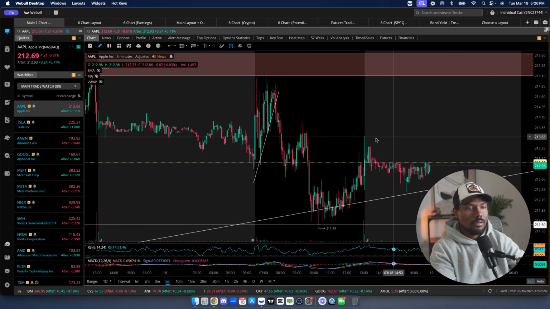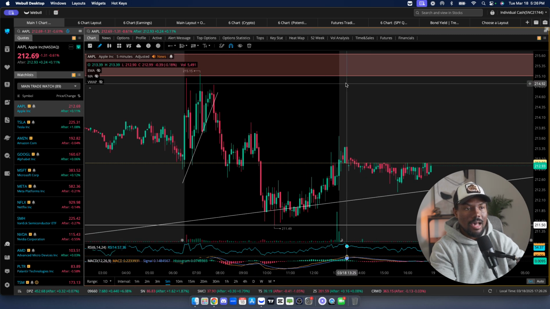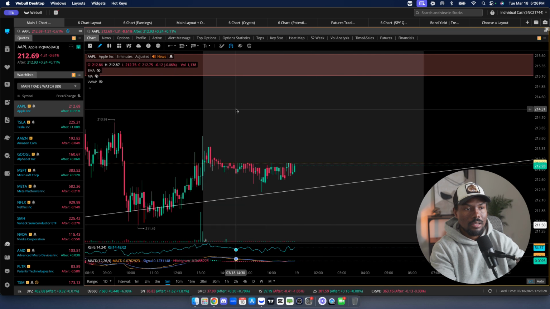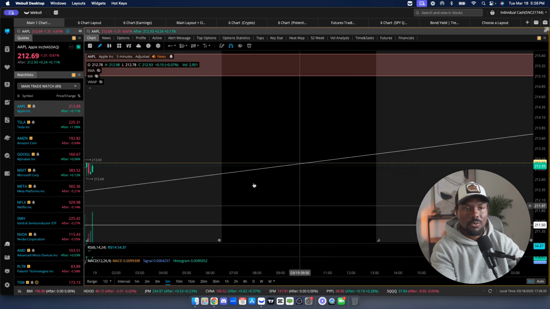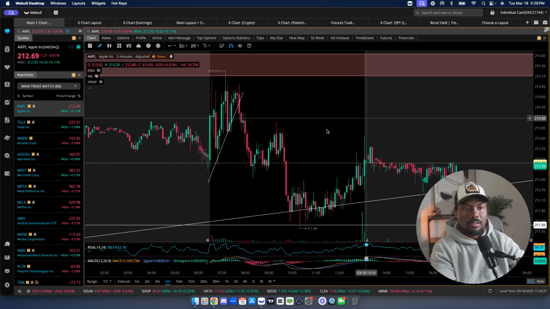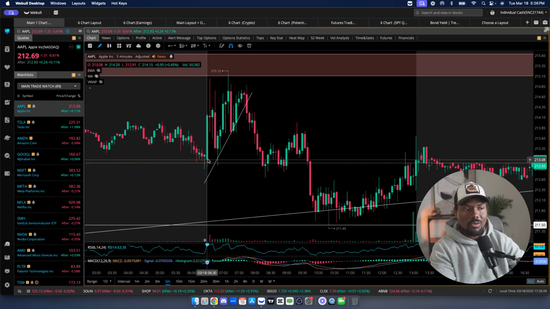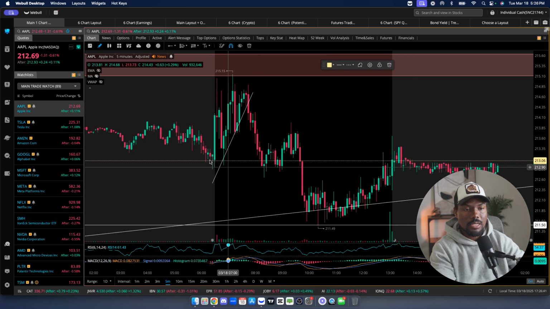Apple, here is the day of Apple, this dark black area. The light gray area is what's happening after hours when the market's closed. So here's tomorrow when it will open again. So when Apple opened today, it was right here at 213.